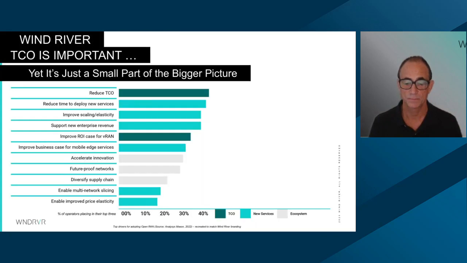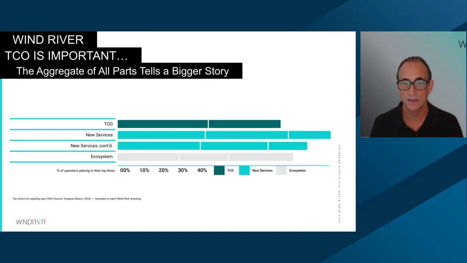On that topic, we published a report with Analysys Mason last year, and CSP respondents ranked reduced TCO as the highest driver for adopting Open RAN. Not surprising. However, when you look at the report from a little different angle, you see, yes, TCO is important, but the real driver for Open RAN is the ability to deploy new services faster, support new enterprise revenue, and support innovation and diversification.